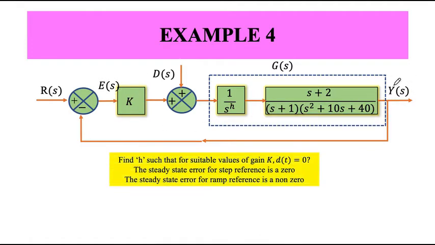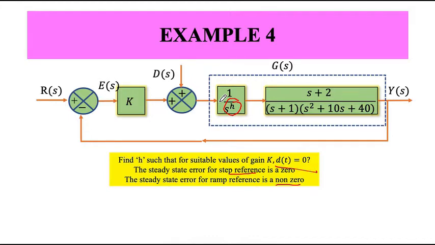So the first part, I would want to find H such that, for a suitable value of gain K, additionally, let us assume that my disturbance is identically equal to 0. So H should be such that the steady state error for step response is 0, and steady state error for ramp reference is non-zero, constant, which means we are just interested in finding the type of system.